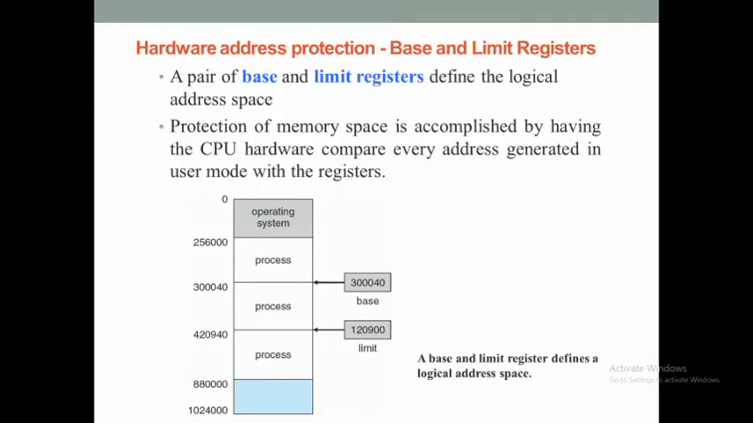So here you can see that the base register value for the second process is 300040 and the limit register is 120900. So the starting address for the second process will be 300040 and the ending address will be 300040 plus 120900, that is 420940. This second process can store its instructions and data only in this range of addresses, and it cannot occupy the addresses which have been allocated to some other processes.